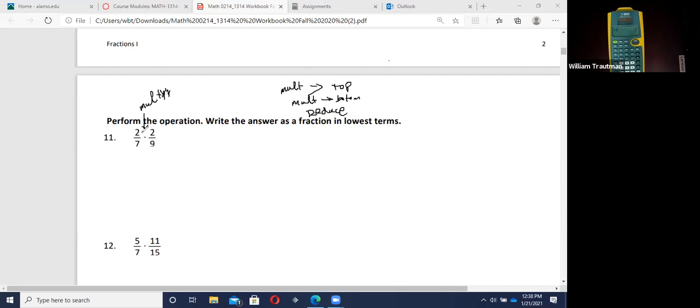So I'm going to multiply the tops. 2 times 2 is 4. I'm going to multiply the bottoms. 7 times 9 is 63. And I try to reduce. Can I divide? I can only divide 4 by 2 and 4. 63 does not divide by 2, and 63 does not divide by 4. So this is the answer. 2/7 times 2/9 is 4/63.